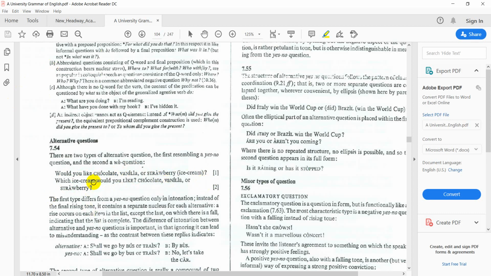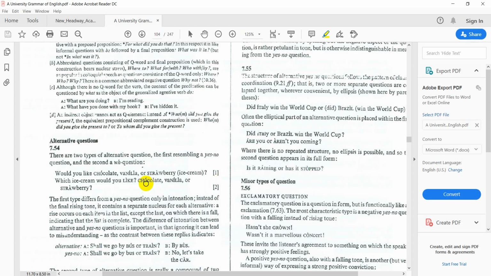See, would you like chocolate? I'm raising my tone here. Would you like chocolate, vanilla, or strawberry? Here I use a falling tone. It gives an indication that I'm finishing the counting. So would you like chocolate, comma, vanilla, comma, or strawberry ice cream? This is one type in which I depend on the operator found in the sentence.